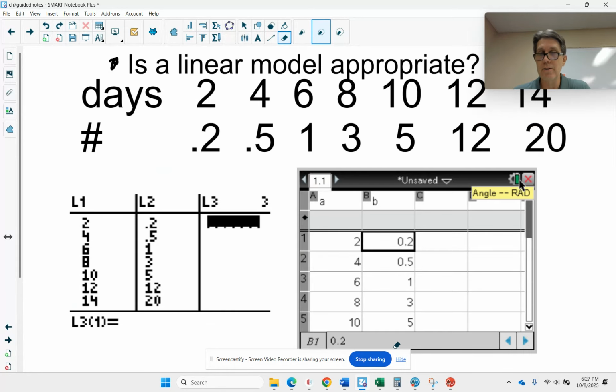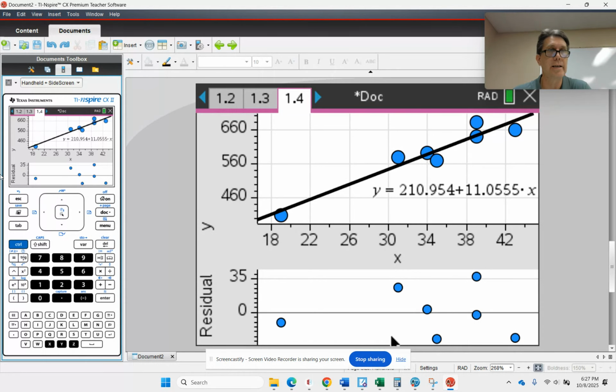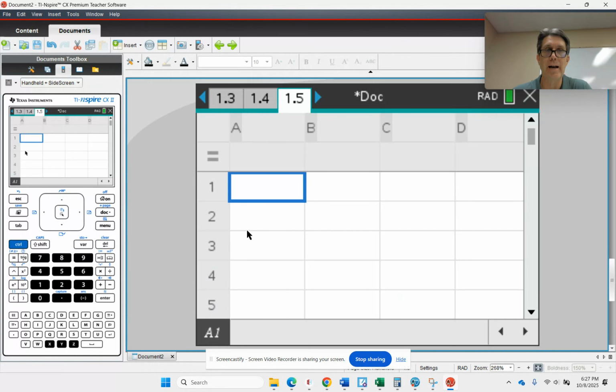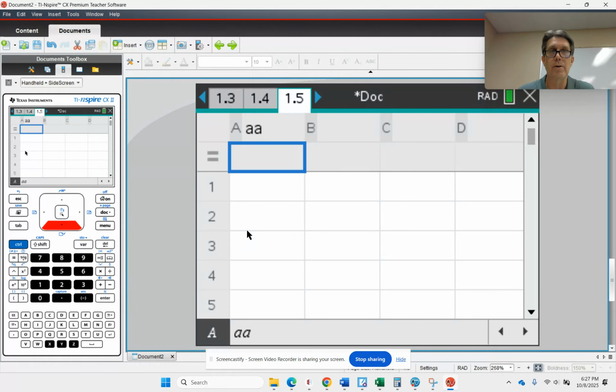Okay, so we've got another set of data. Let's go ahead and put those in, 2, 4, 6, 8, 10, 12, 14. So I'm going to go ahead and try to do it quickly in both. I do not have them in there. So I'm going to call this one AABB.